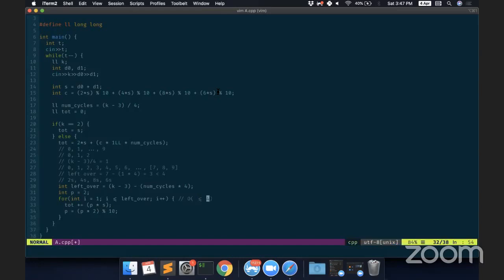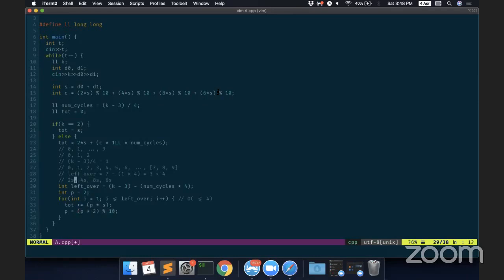So it's a pretty fast loop. Although there is a loop, you don't really care about it. In total, we'll add p into s, and p starts with 2 because the first term in the cyclic structure is 2s. And we keep on multiplying p by 2, under modulo 10.